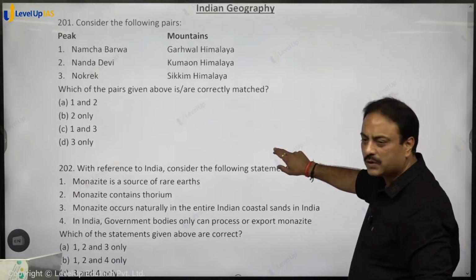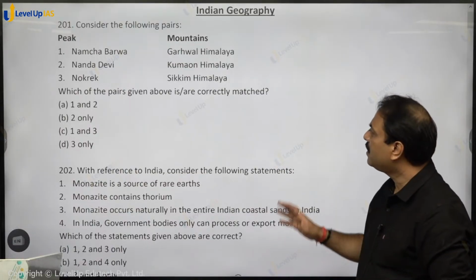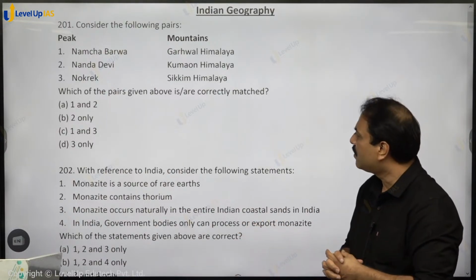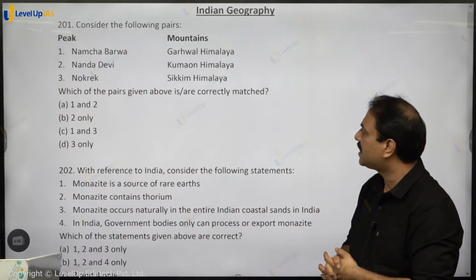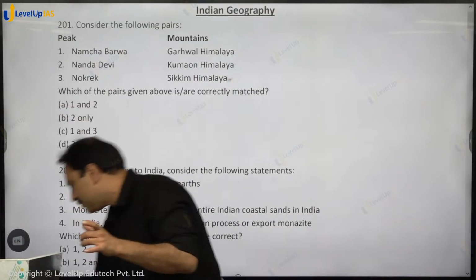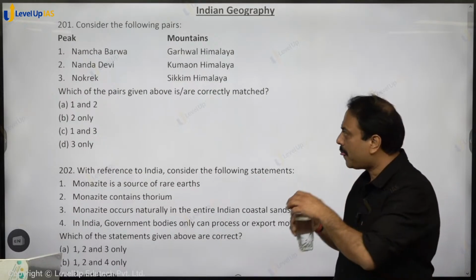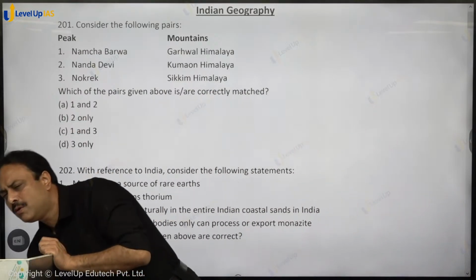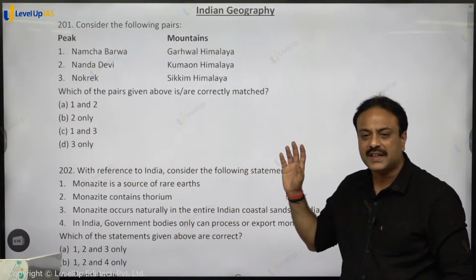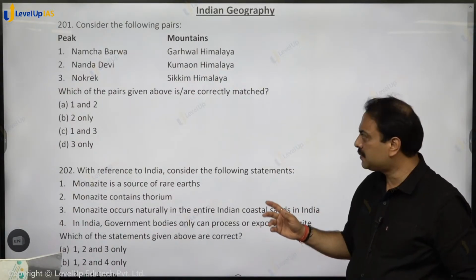So starting with the first question, consider the following pairs. Peaks and mountains are given: Namcha Barwa, Nanda Devi, Nokrek, Garhwal Himalaya, Kumaon Himalaya, Sikkim Himalaya. Namcha Barwa is said to exist between Nanga Parbat and Namcha Barwa. From Nanga Parbat to Namcha Barwa, almost 2400 kilometers in length, the Himalayas exist, and Namcha Barwa marks the easternmost peak, at the Arunachal Tibet border.